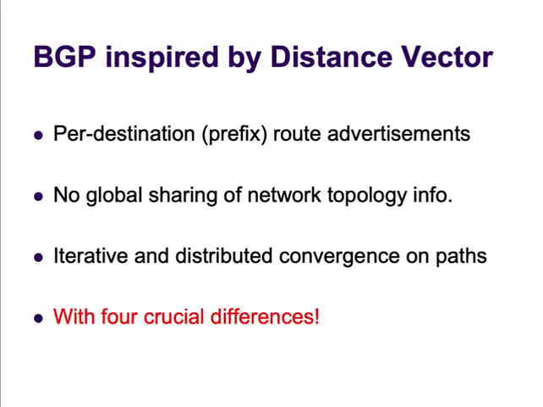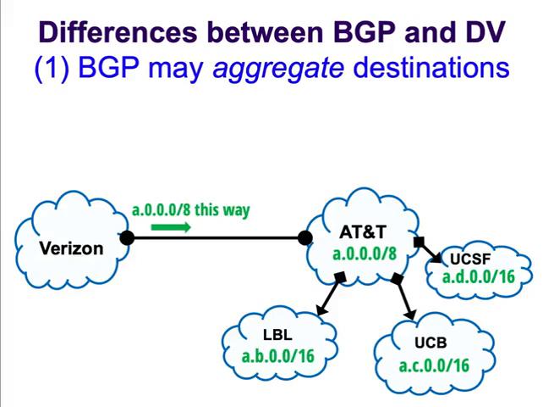That said, we're going to have to change distance vector, and there are four crucial differences. I think we've touched on most, if not all of them, but let's repeat them so we make sure we're clear. The first is that BGP may aggregate destinations. If you remember in distance vector, you got an advertisement that said, for this destination, here's my least cost. At no point did I mess with that destination. I just took that destination and I updated my least cost path and then I advertised it back out.